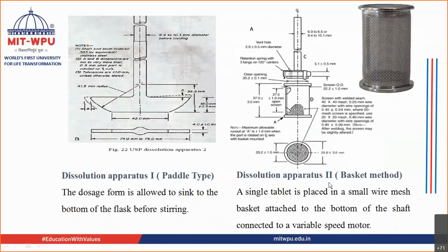Whereas dissolution apparatus 2, that is the basket method, consists of a small wire mesh basket which is attached to the bottom of the shaft. This is the shaft. To this shaft, you just have to remove the paddle and attach the basket. So the same equipment you can use for the basket and for the paddle type also. The single tablet is placed in a small wire basket, which is attached to the bottom of the shaft and connected to the variable speed motor.